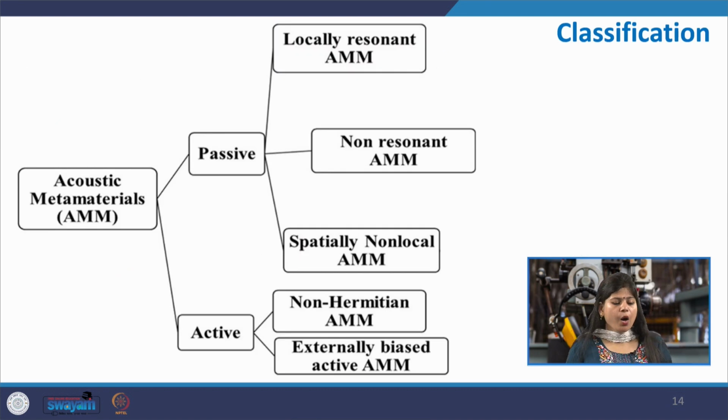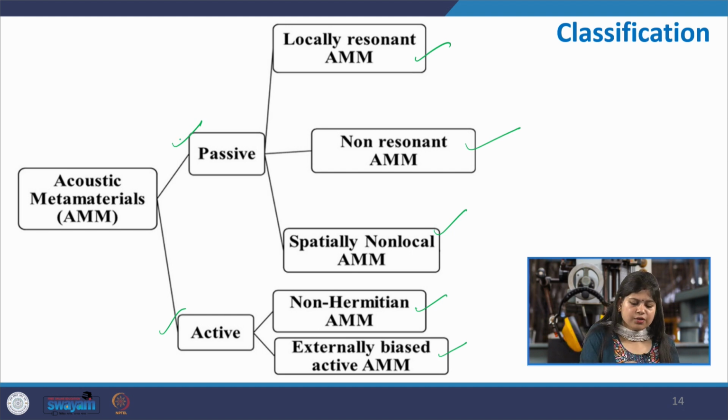Okay. So now how are these metamaterials classified? You have a passive and an active acoustic metamaterial, and then within the passive you have the locally resonant, the non-resonant and the spatially non-local AMM. Within the active you have got non-Hermitian and externally biased active AMM. Okay. So not everything is in your course. You can say that passive and active you need to know, and what is a locally resonant AMM and a non-resonant AMM. That would be it.